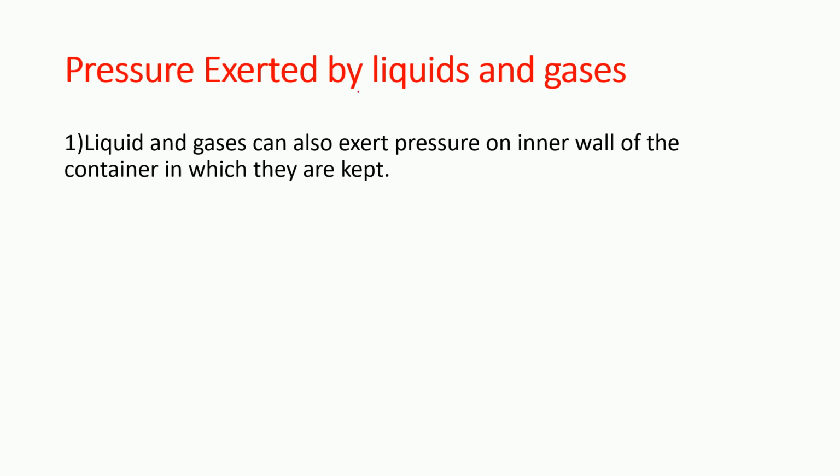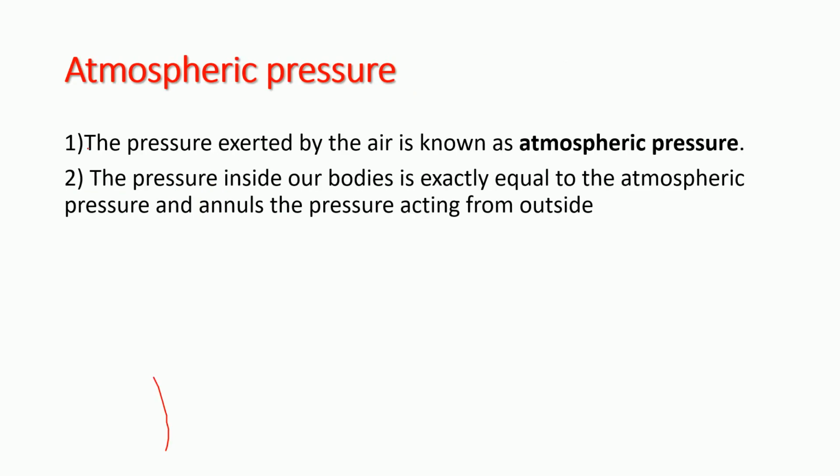Coming to the pressure exerted by liquids and gases. What is the pressure exerted by liquids and gases? Liquids and gases can also exert pressure on the inner walls of the container in which they are kept. The next point is atmospheric pressure. Atmospheric pressure is the pressure exerted by the air. The pressure inside our body is exactly equal to the atmospheric pressure acting from outside. In the air we have atmospheric pressure.